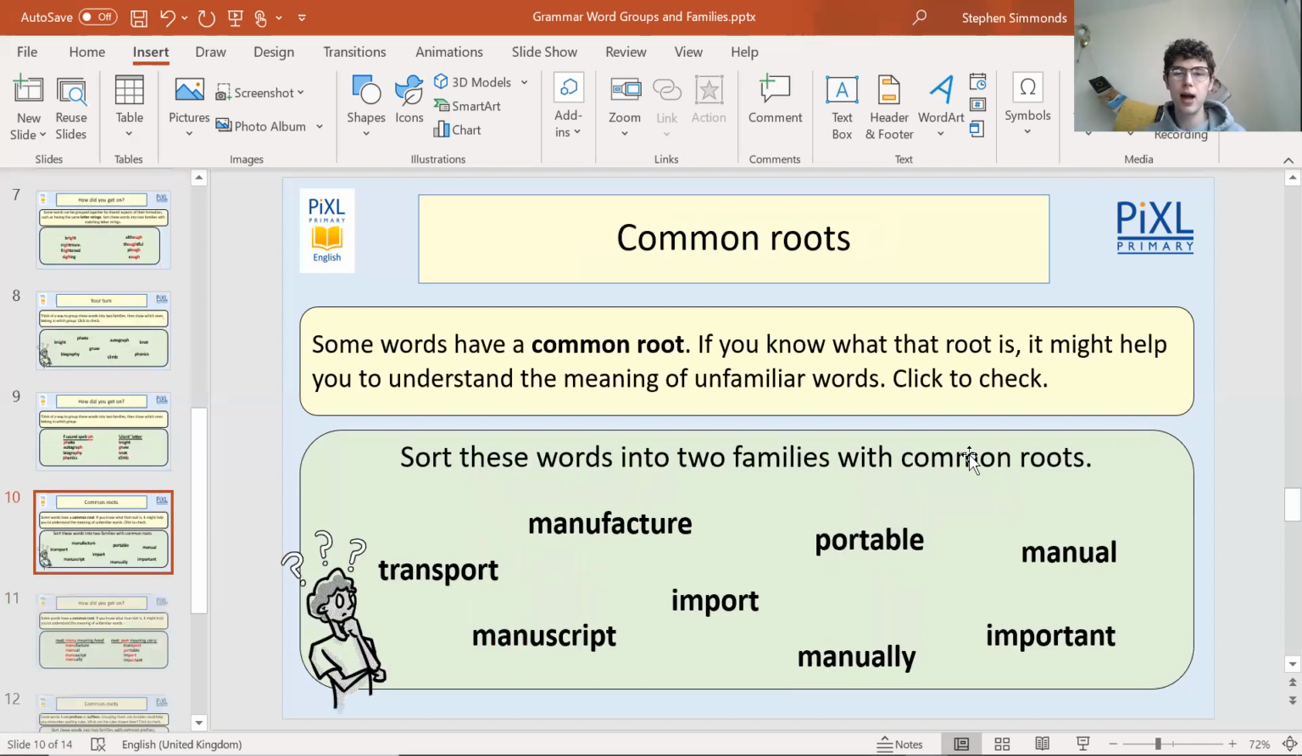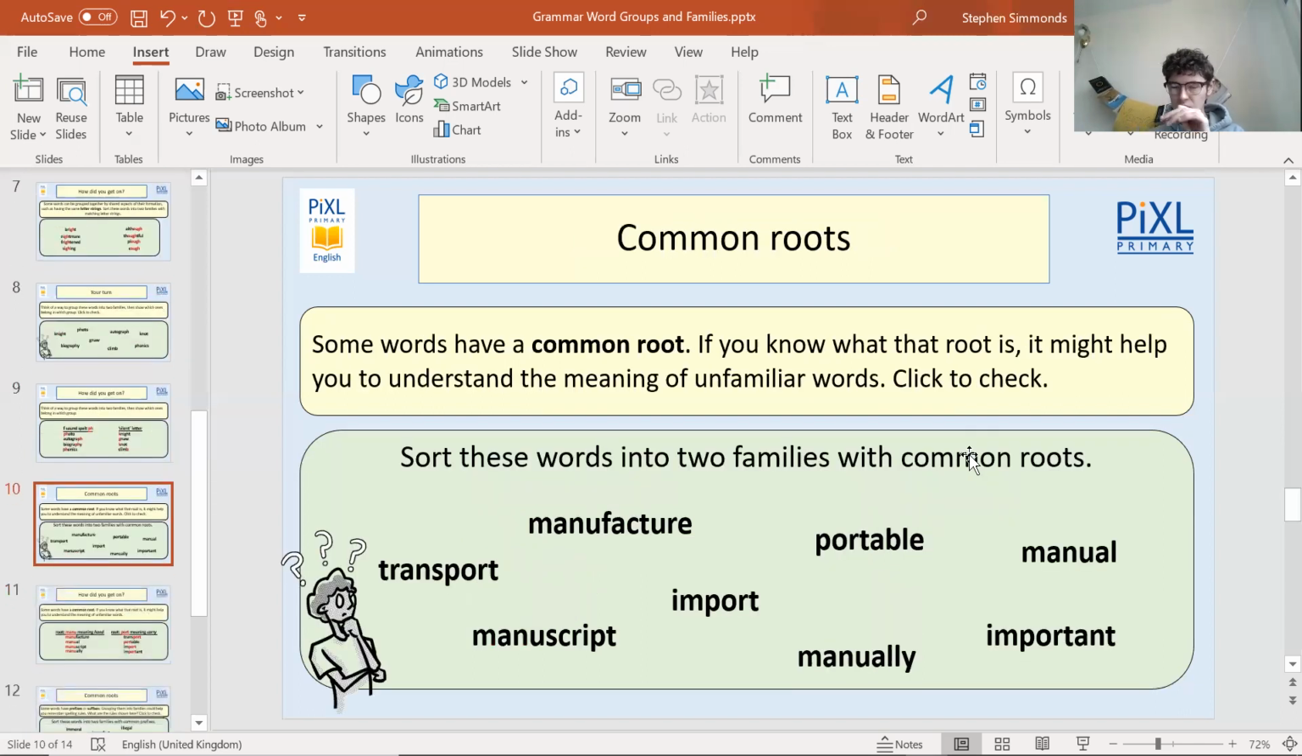Okay, that's the word family. Common root. Some words also have a common root, and if you know what that root is, it might help you to understand the meaning of unfamiliar words. By knowing the root word, which we have done before, see if you can sort these words into two different families once again, but using common roots this time. I'll give you a moment to do that and then I'll come back to you with the answer.